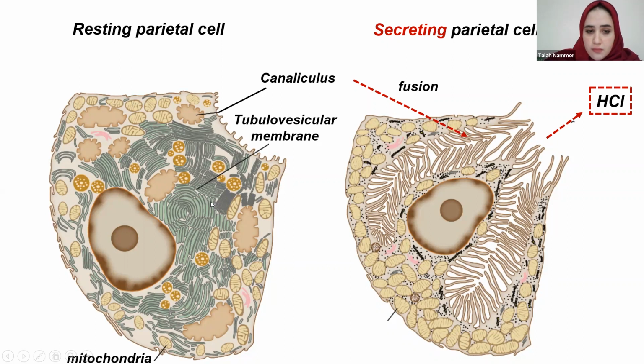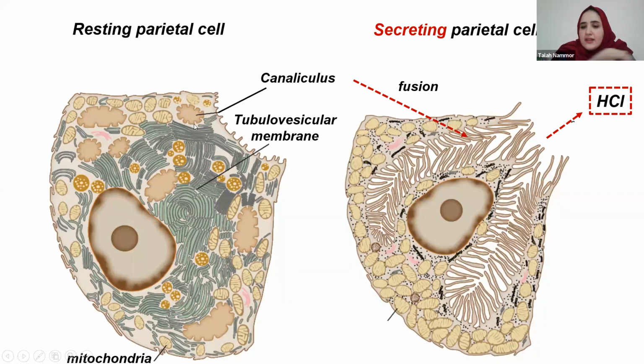So the tubulovesicular membranes are just in here. You see, guys, tubulo means the tubules, the lines, and the vesicles are those circles. Vesicles are usually spaces that contain stuff, so you see a circle with stuff inside it. Those vesicles have a lot of dots in them. Then we have the tubules. Together, that's the tubulovesicular membrane. And this is the canaliculus.